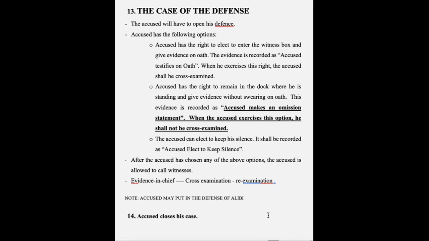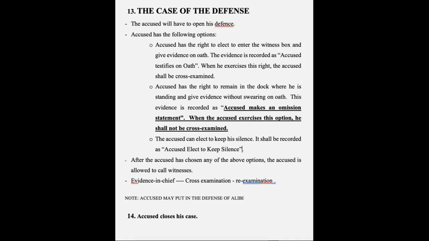And remember, regardless of any of the options I've mentioned, the accused can still be allowed to call his witnesses. So if you elect to swear the oath and give evidence, you can still call witnesses. If you elect to remain in the dock and give evidence without swearing on oath, you can also call witnesses. If you remain silent, you won't talk yourself, but if you want to call witnesses, you can call witnesses. And when you bring your witnesses, they all give evidence in chief, they'll all be cross-examined, and they'll all be re-examined.